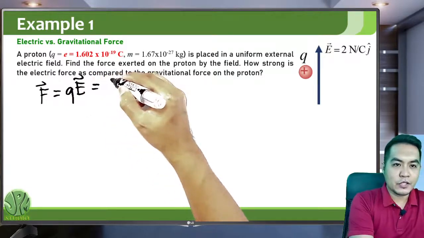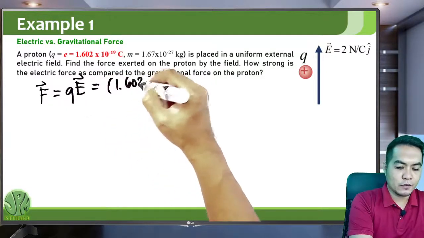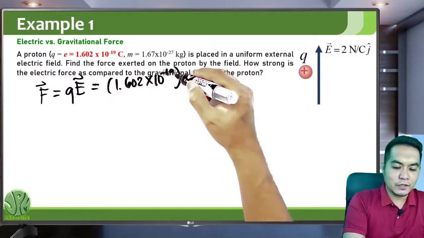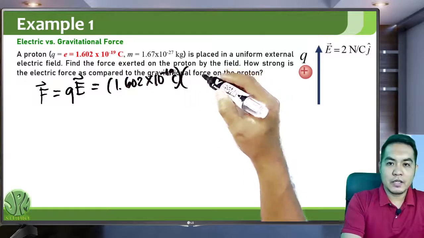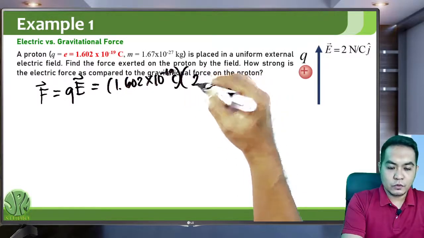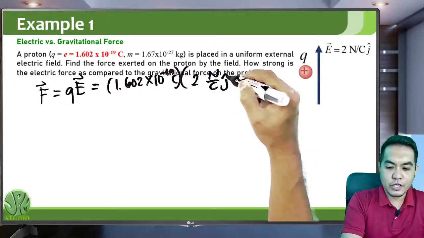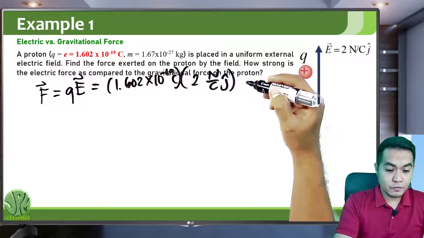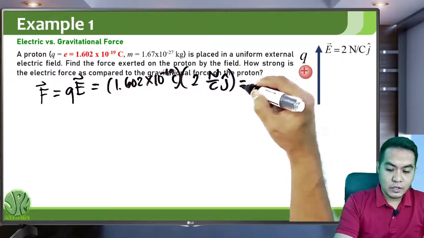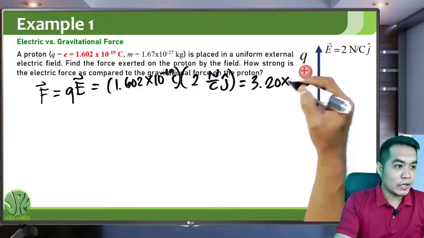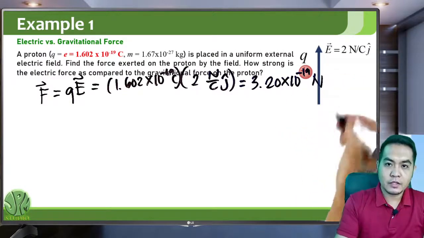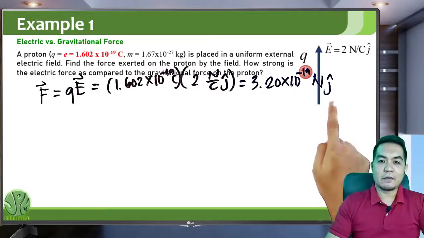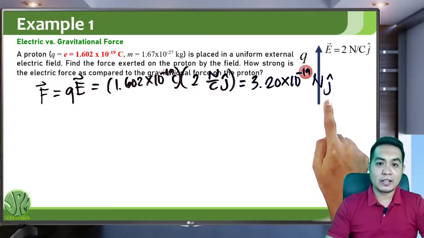So we have Q, the charge, is e, which is 1.602 times 10 to the negative 19 coulomb. And the electric field is 2 newtons per coulomb j hat. So therefore, we have 3.20 times 10 to the negative 19 newtons j hat. So the force is in the same direction as the electric field. It's in the j hat direction.